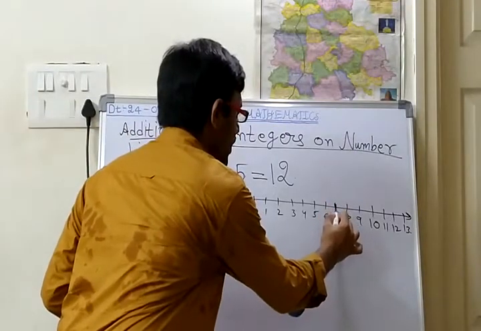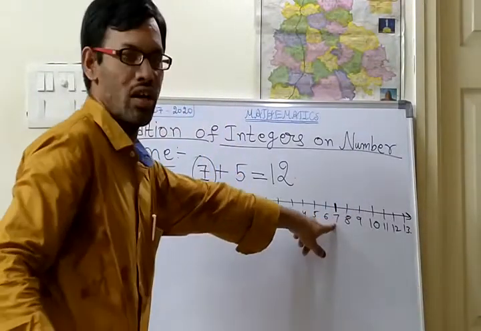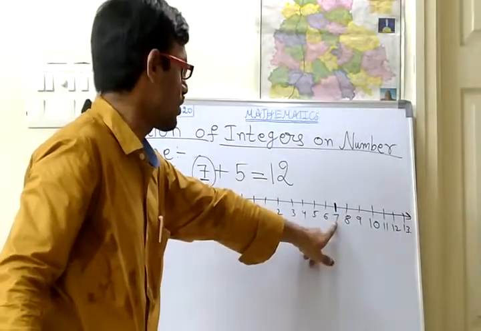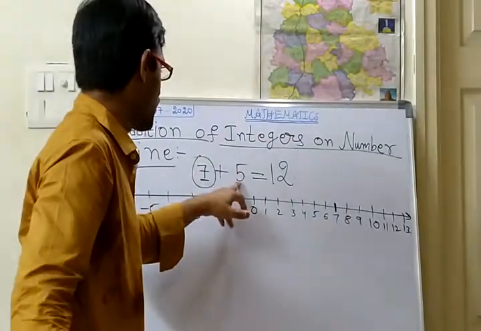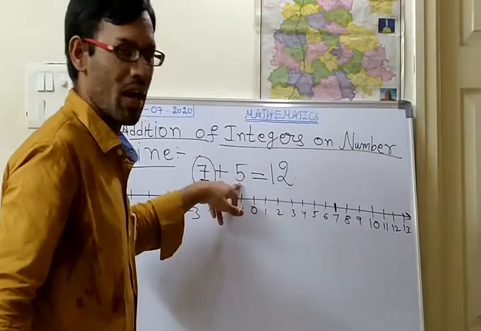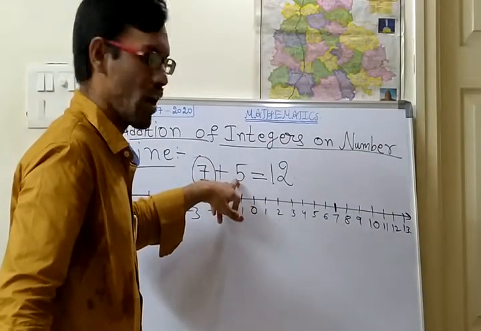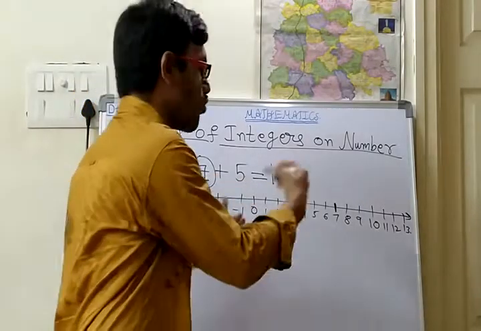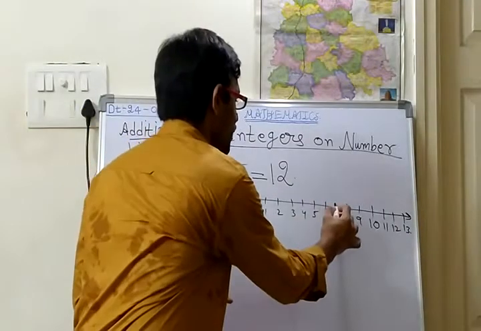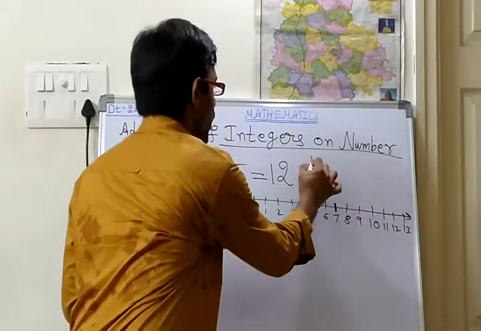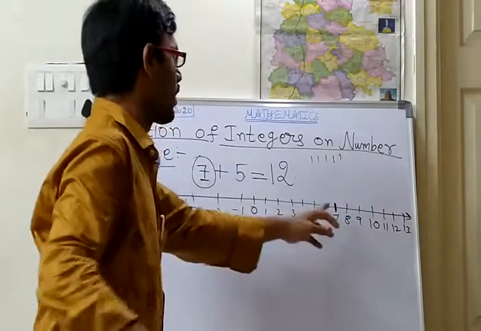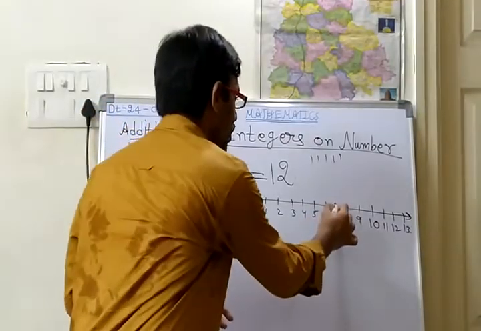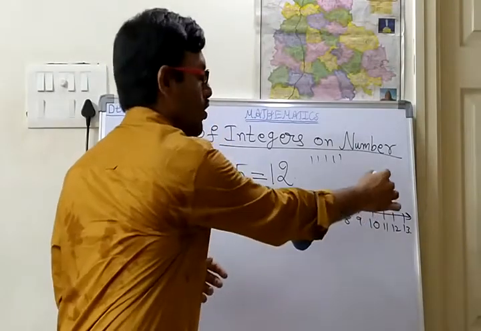Here the 7 is there. I think you are understanding. So for 7, what are we adding? We are adding 5. If we are adding 5 to this 7, what will happen? How should you add here? That means 7, 1, 2, 3, 4, 5. After 7 you should go with 5 steps, one by one step.